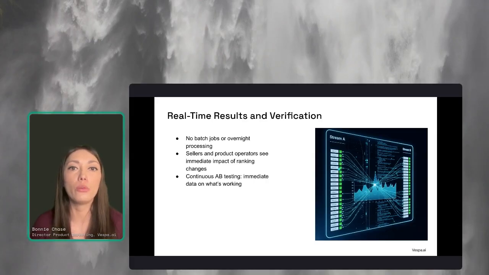You have to do some re-indexing or rebuilding. And for us, for Vespa, real time is truly real time. You don't have to worry about batch jobs or overnight processing. As soon as things are updated, they're immediately available in the system, but they're also available for the end users who are searching for whatever that may be. And this really enables that continuous A/B testing because you're getting that immediate data on what's working.